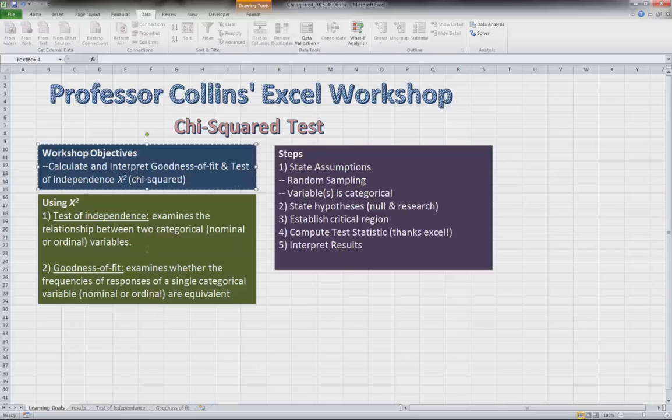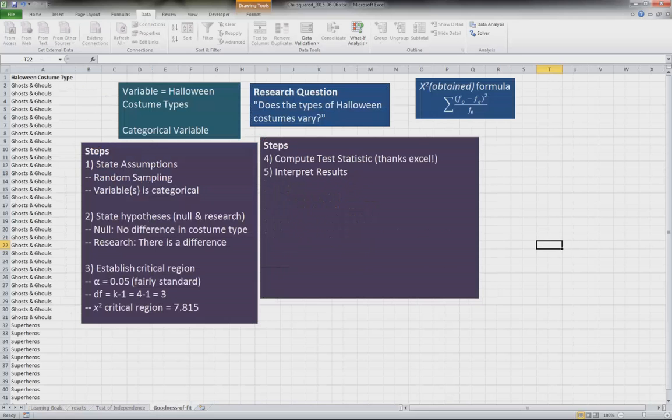Using the test of independence, we're examining the relationship between two categorical variables. Whereas the goodness of fit test examines whether the frequencies in the categories of one variable are equivalent across those categories. So the test of independence involves two categorical variables, and goodness of fit is just one categorical variable. Let's start out with our goodness of fit test.